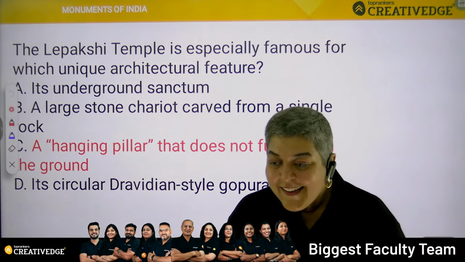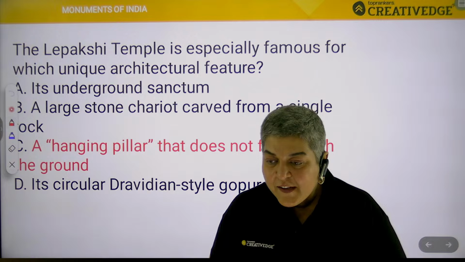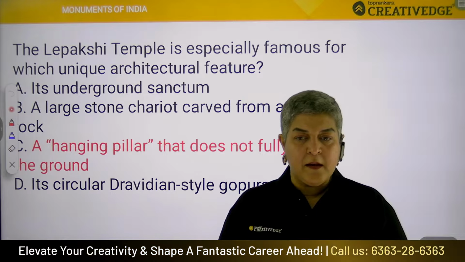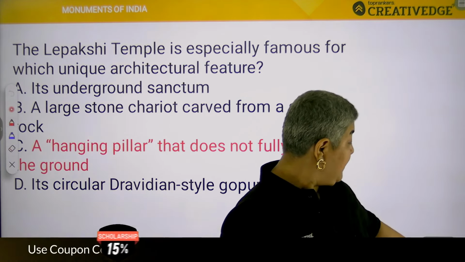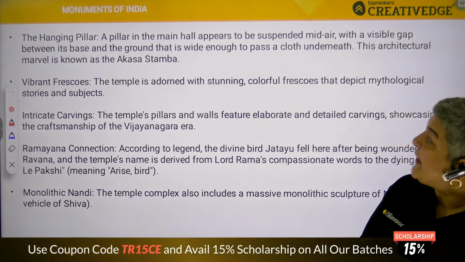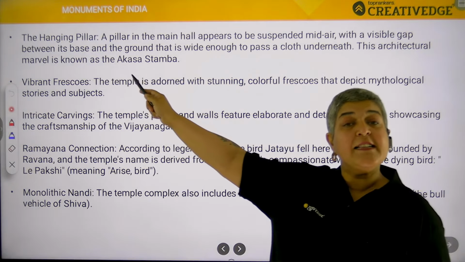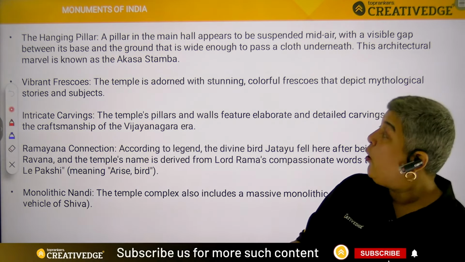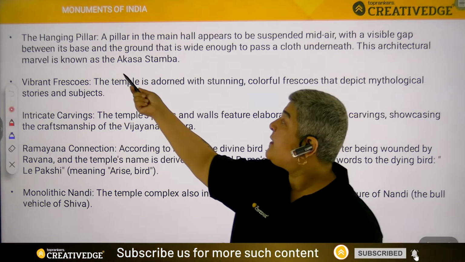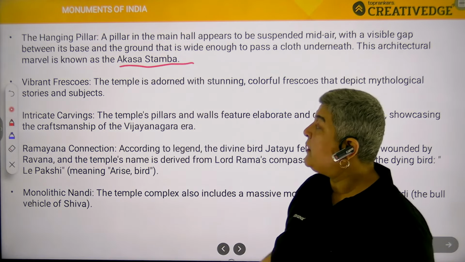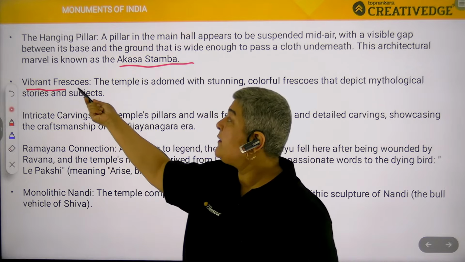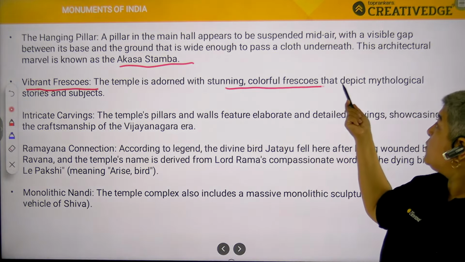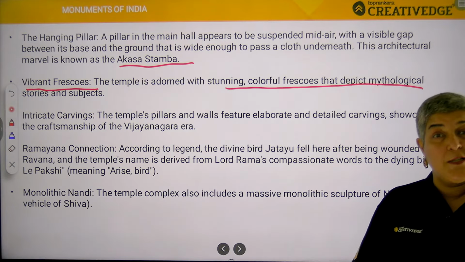Andhra Pradesh is what Aryan Kira says. Aryan, who are you telling this for? Are you telling us for the Lipakshi temple? Yes? Okay, good. So the hanging pillar is an important standout point of the Lipakshi temple. It is also known as the Aks Stambh. The vibrant frescoes are another important thing. The temple is adorned with stunning, colorful frescoes that depict mythological stories.